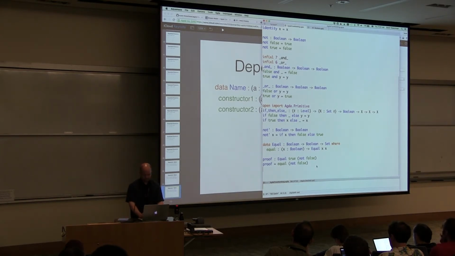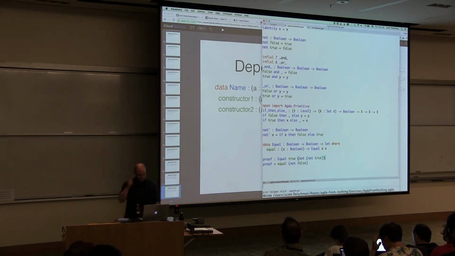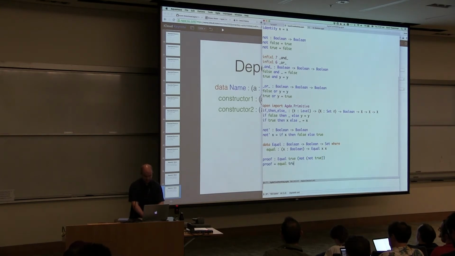There's a problem, though. And we'll see that more with natural numbers. Let me do a couple more. I can make more complicated ones. If I do not of true, that ends up reducing down to the same thing. Plus, I'm getting tired of having to type true down here.